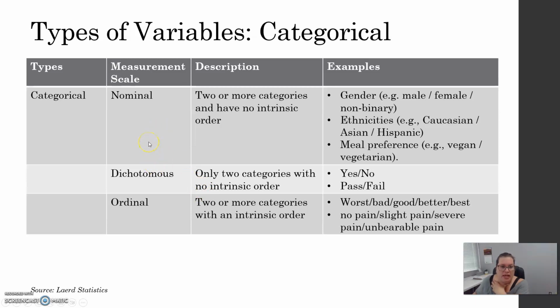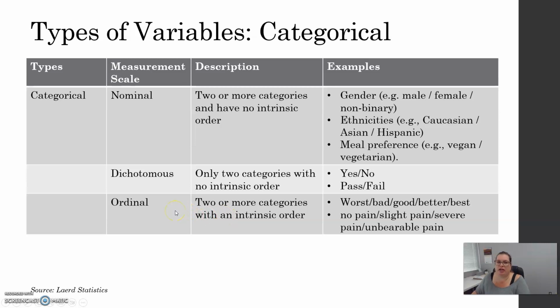So a nominal scale has 2 or more categories, but they don't really have an order. Okay, so gender could be one of those, ethnicities, meal preference. A dichotomous measurement scale has only 2 categories with no intrinsic order. So yes, no, pass, fail. And then the last measurement scale is ordinal. So there's 2 or more categories with an intrinsic order: worst, bad, best, better. You can kind of see there's a subtle order to it.